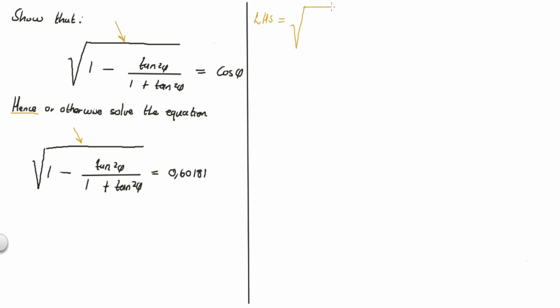the square root of 1 minus sine squared theta over cos squared theta, divided by 1 plus sine squared theta over cos squared theta. This is what you did. Okay, then what happened?